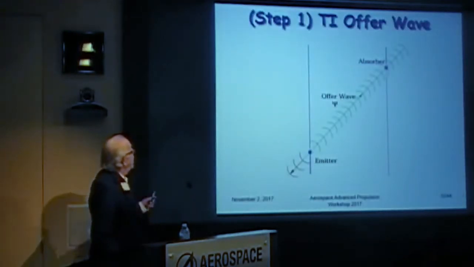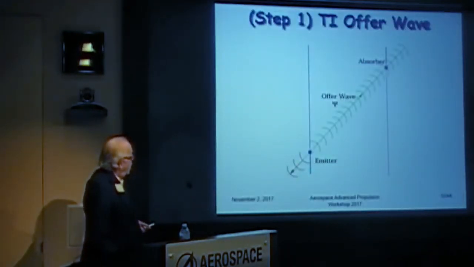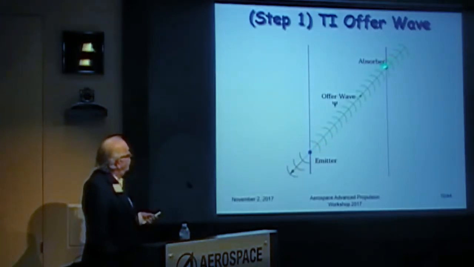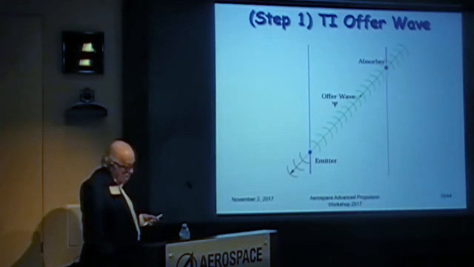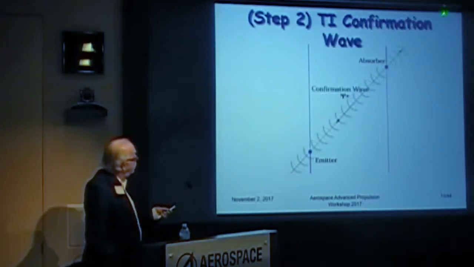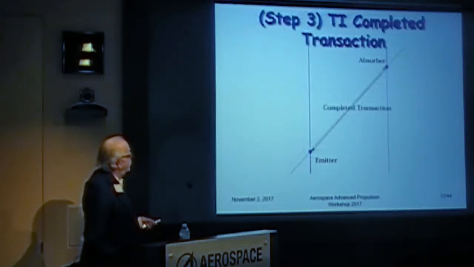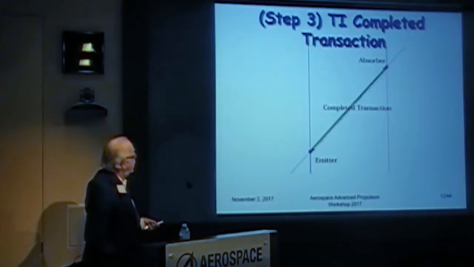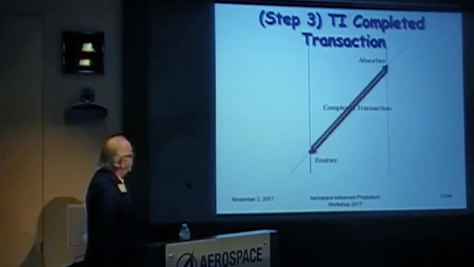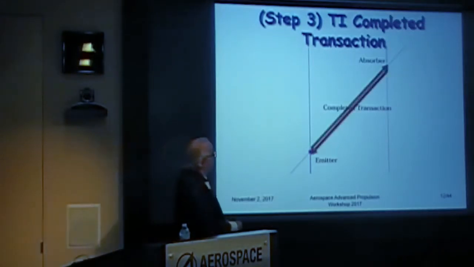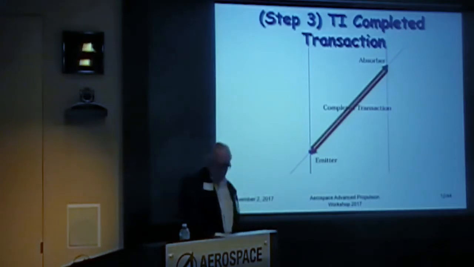Here is a three-step process. The emitter sends out an offer wave, which goes into the future. The absorber over here responds to the offer wave by sending a confirmation wave back to the emitter. And this is the first two steps of a multi-step process in which a transaction builds up, going back and forth and back and forth until the process goes to completion.